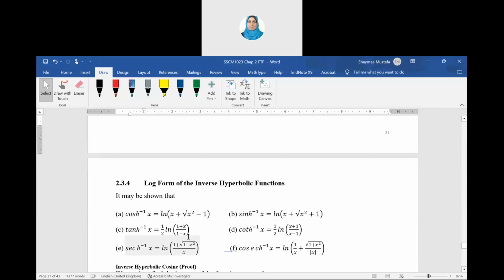Here what we need to know is how to prove this formula. How we can show that cosh inverse x is equal to the natural logarithm of x plus root x squared minus 1.